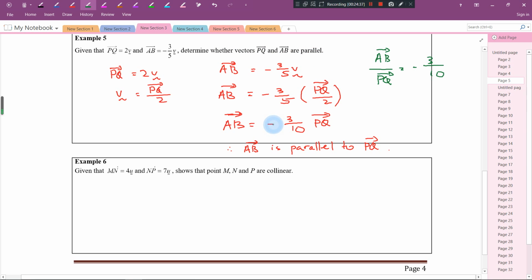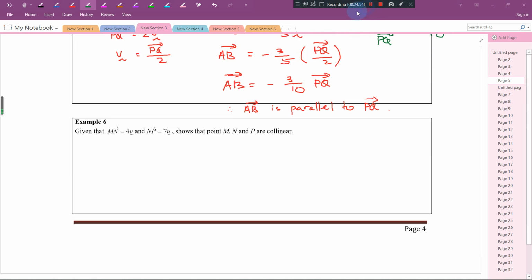So if you see negative, different directions. If you want to know which one is longer or which one is largest, you can do it this way, so it is easier to see. From here, very easy: AB 3 parts, PQ 10 parts, and you see a negative sign, it means the opposite direction. Okay? Now, let's try this one.